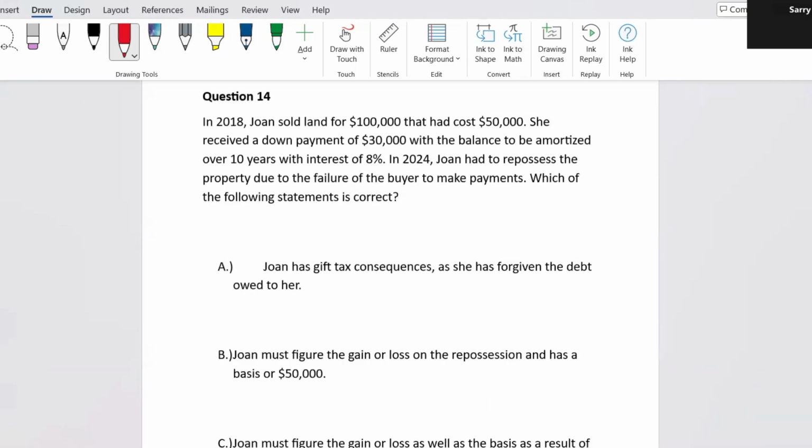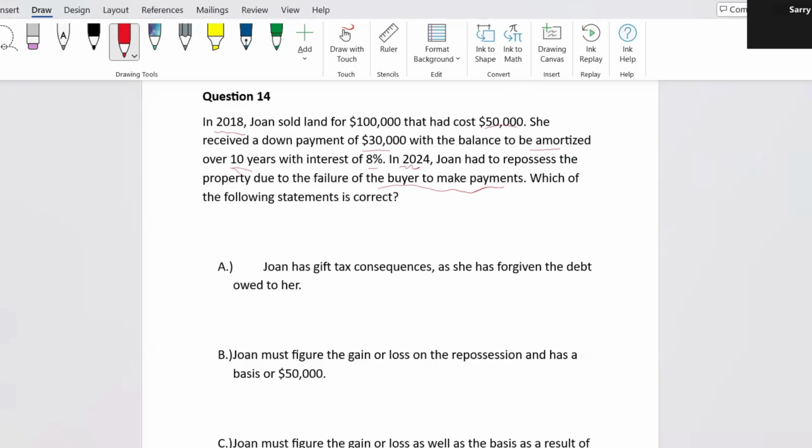Okay, question number 14. In 2018, Joan sold land for $100,000 that cost $50,000. She received a down payment of $30,000 with a balance to be amortized, meaning spread out over 10 years with an interest rate of 8%. In 2024, Joan had to repossess the property due to the failure of the buyer to make payments. So she sold it in 2018, and about 6 years later, she had to repossess it. The plan was for the buyer to pay her back over 10 years, but almost halfway through the period, they defaulted and she had to repossess.